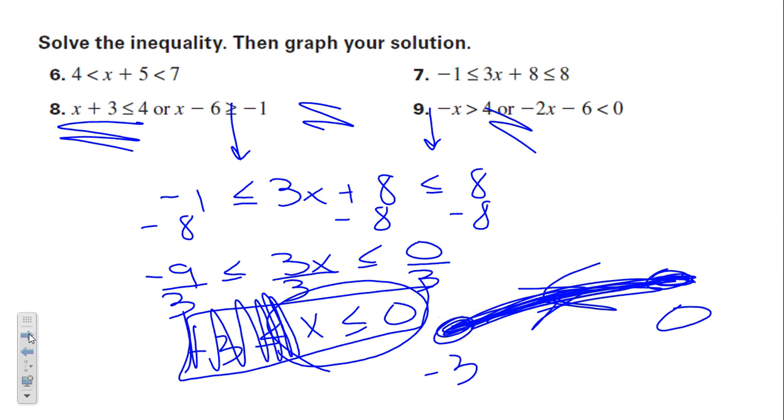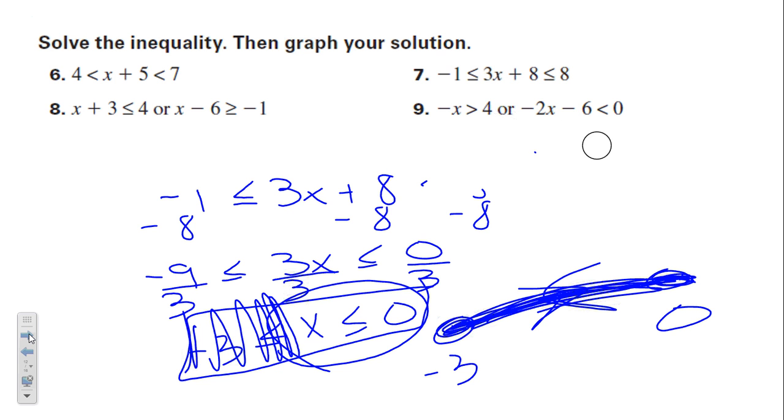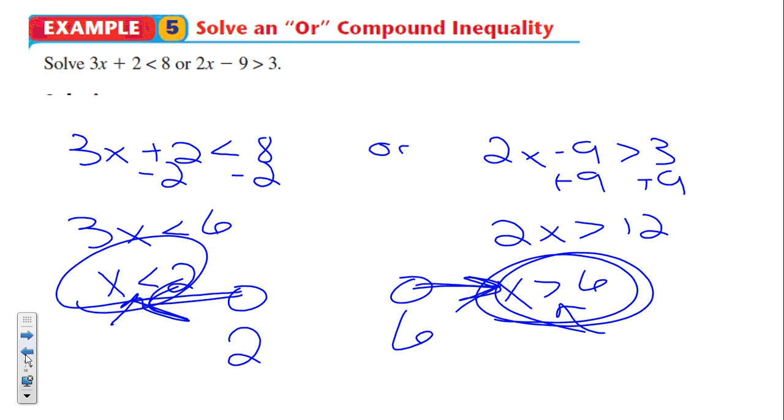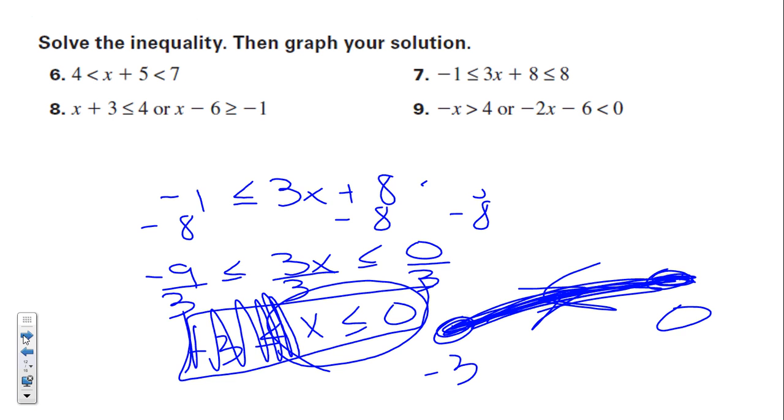Okay, so if you look at the top here, this is really what a bit of your homework looks like. If they're separated by the word or, do them separately. If it's one big string like this one, work from the inside out. Keep in mind open circle, closed circle stuff. Okay, and that'd be about it, guys.